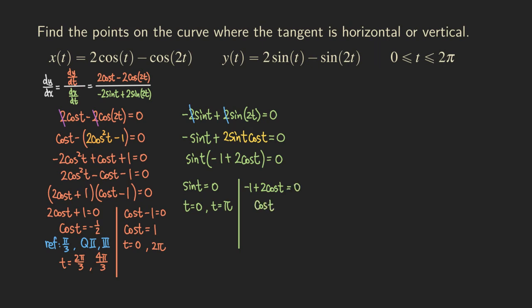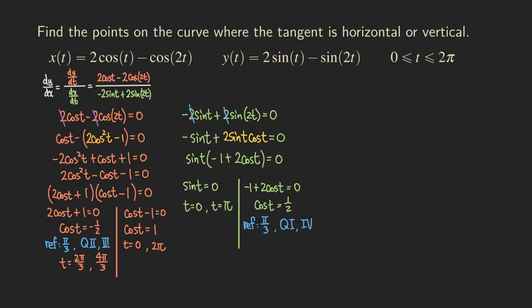So if we're solving for cosine t, then we are going to get 1 over 2 here. In this case, we are going to look at the reference angle. For cosine t being 1 over 2, the reference angle is just like before. It's going to be pi over 3. And then the quadrants, because this time cosine is positive, we are going to get quadrant 1 and quadrant 4.